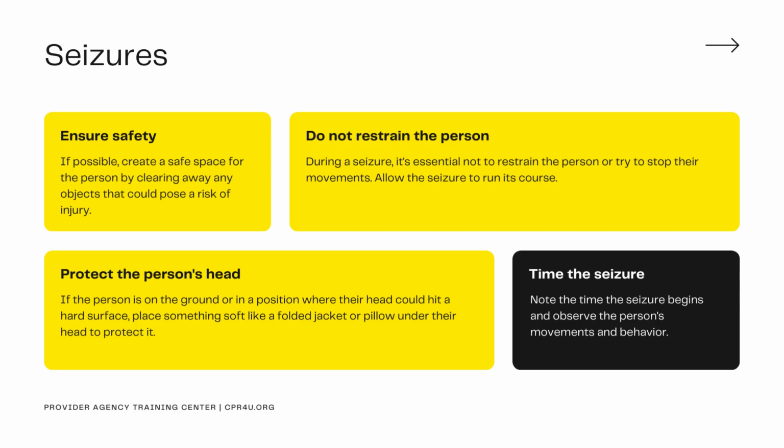Protect the person's head. If the person is on the ground or in a position where their head could hit a hard surface, place something soft like a folded jacket or pillow under their head to protect it. Note the time the seizure begins and observe the person's movements and behavior. This information will be helpful for medical professionals.